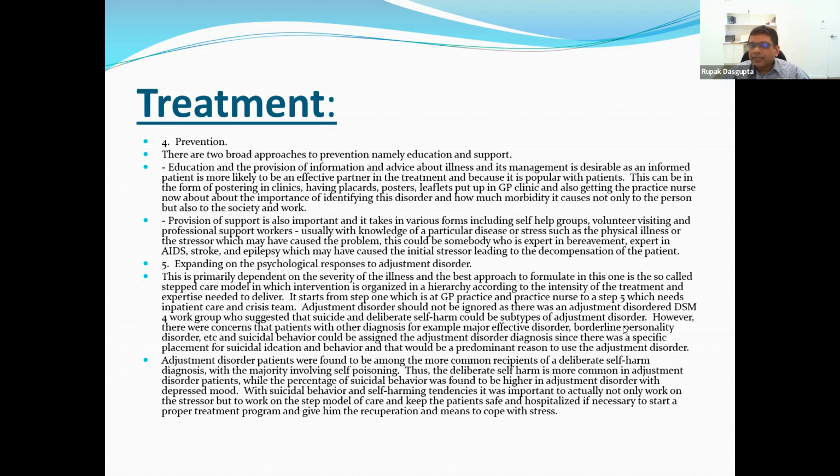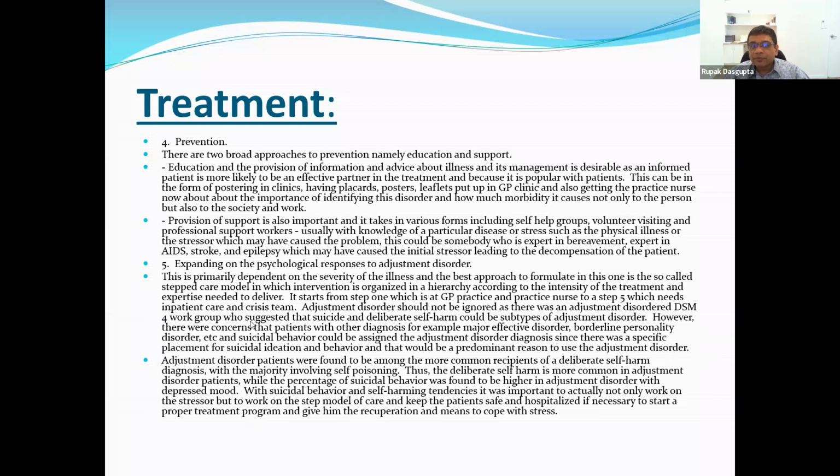We know that adjustment disorder actually presents with suicidal behavior. We have all experienced this clinically. We have seen patients whom we have diagnosed with adjustment disorder who have cut themselves, taken overdoses, and all those things. Adjustment disorder should not be ignored as something that cannot cause DSH or self-harm.